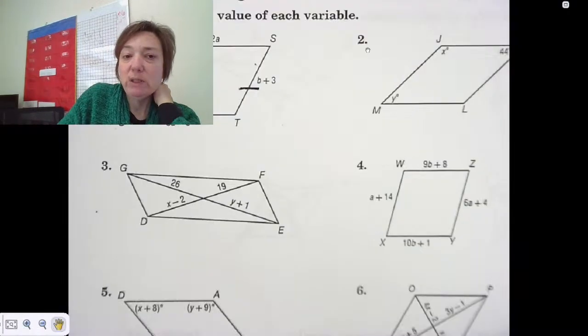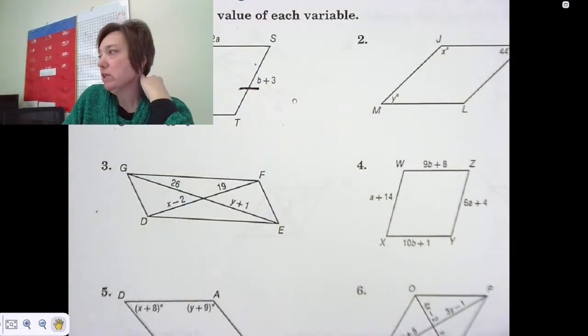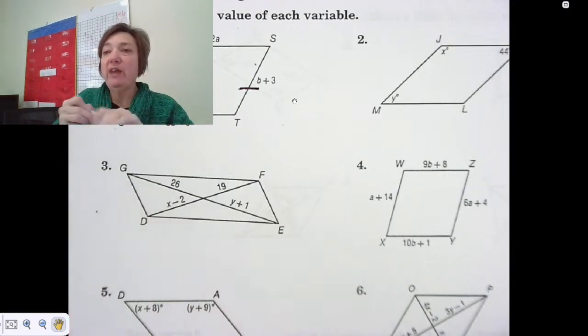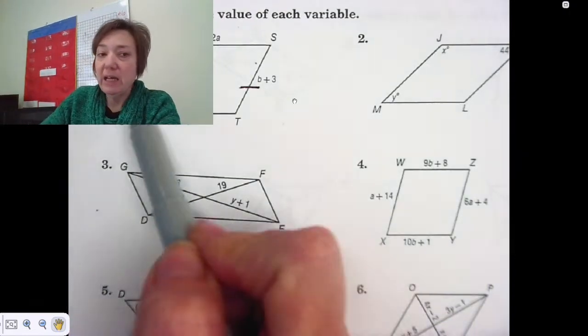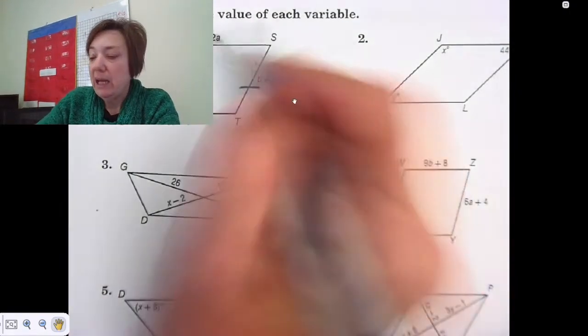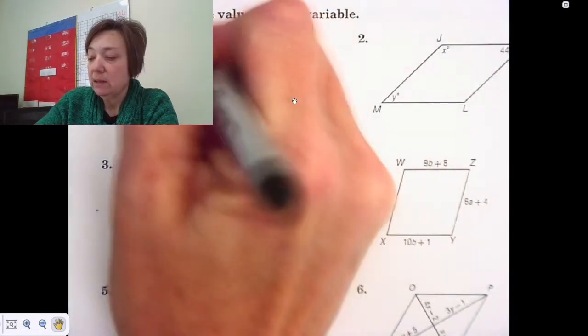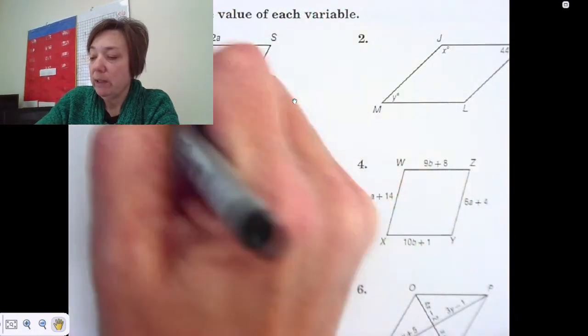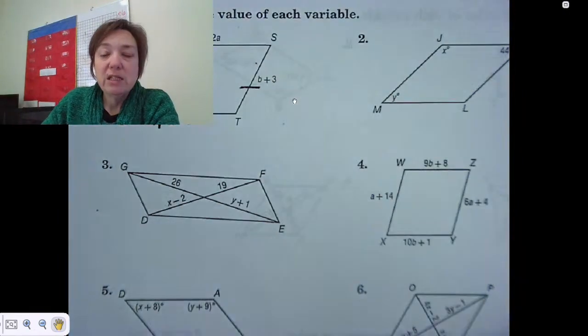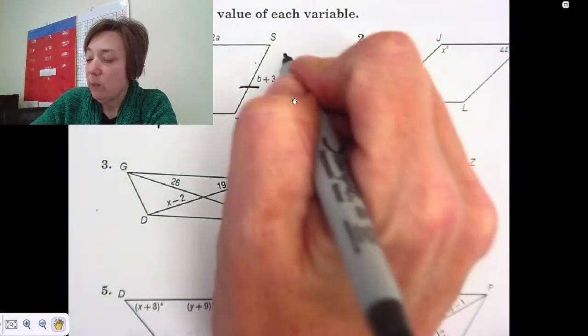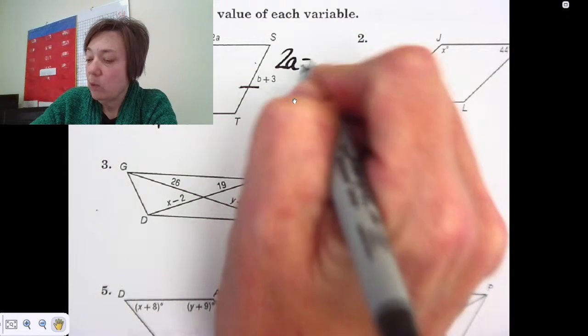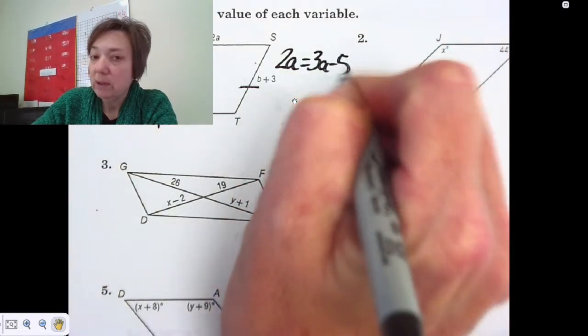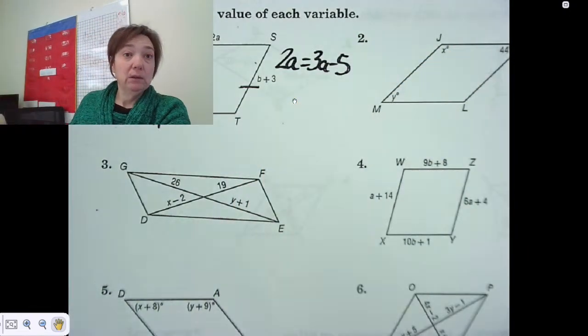So last week we talked about how parallelograms have two sets of parallel sides, and that makes this side congruent to this side, and this side, my marker quit writing, congruent to that side, right? So last week we set up a little equation where 2a equals 3a minus 5. And then we solved for a, right?